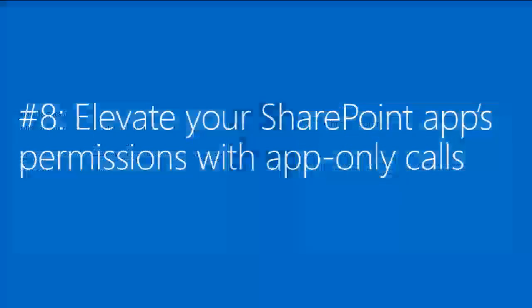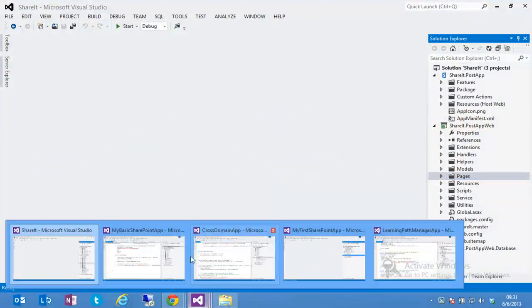Okay, number 8, I'm going to go a couple minutes over because this is good. Elevate your SharePoint app permissions with app-only calls. So if you're used to writing full trust code, then you can elevate your permissions and do stuff that the currently running user shouldn't be able to do. And you can do a similar sort of thing in the new app model with what's called an app-only call.